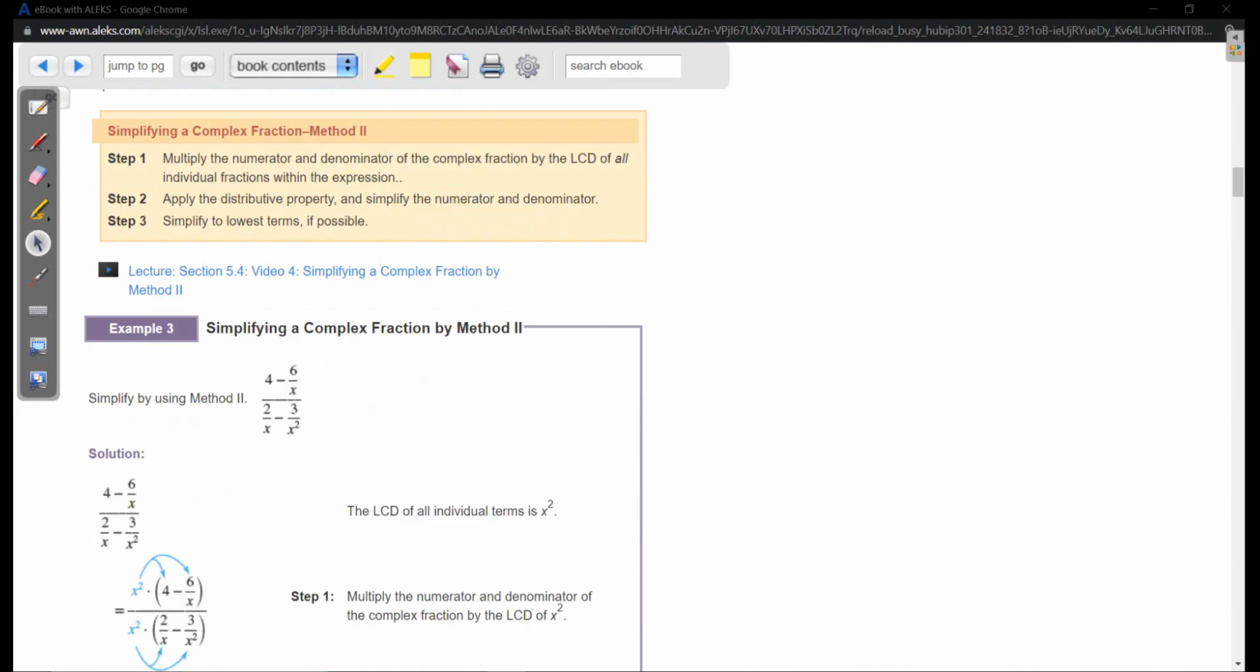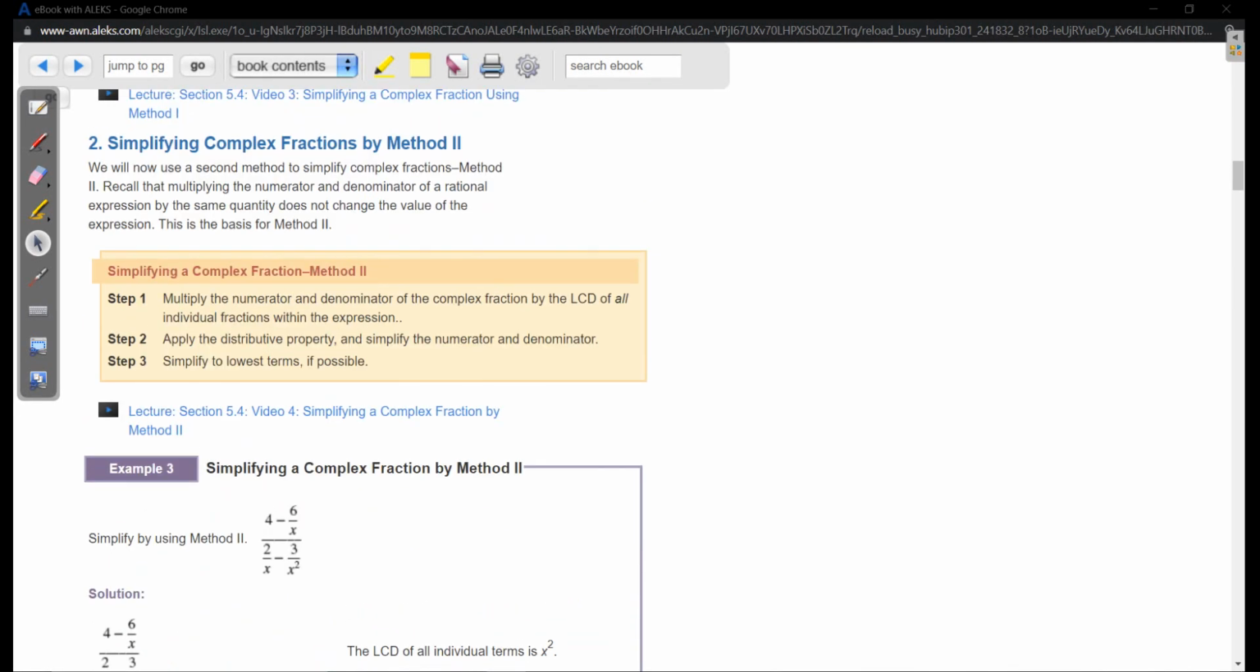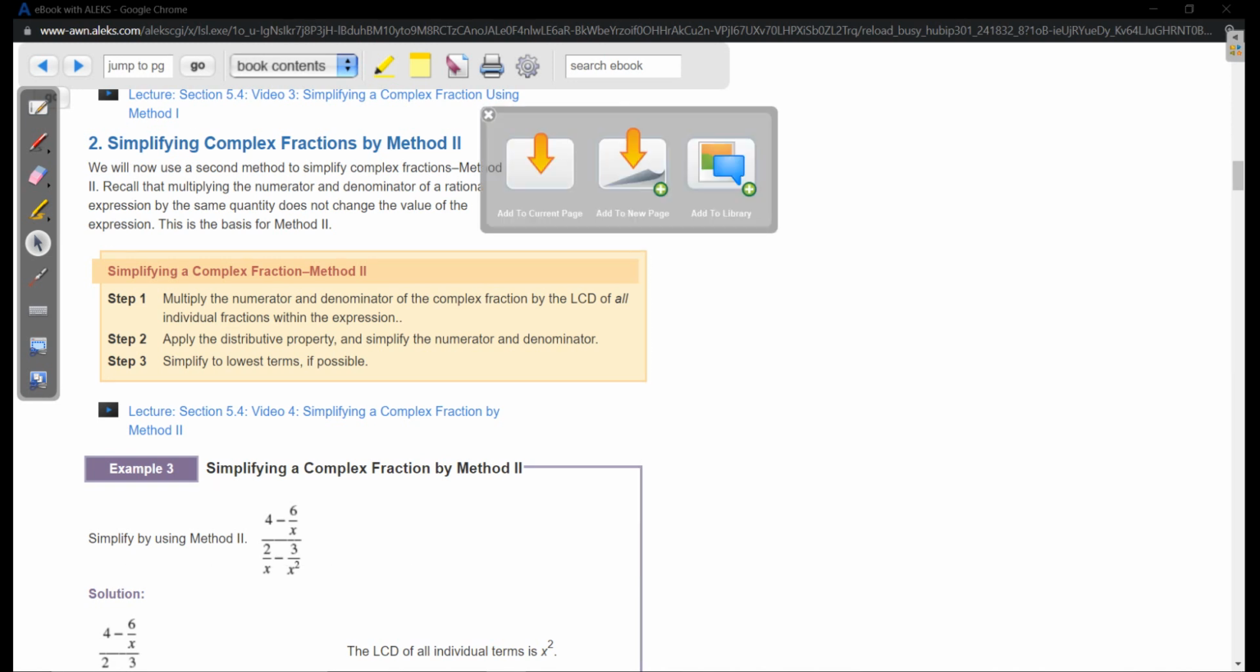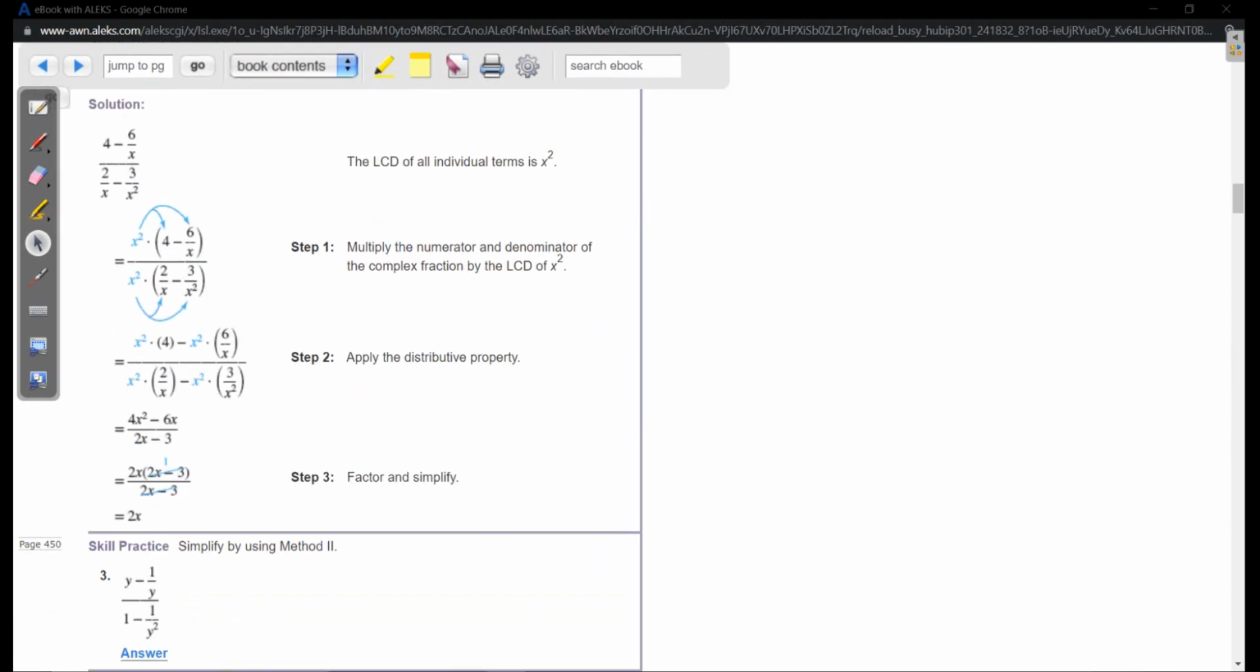All right, now we get to method 2, and like I said, your methods are really going to vary depending on what your problem is. In this particular problem, it's pretty easy to see what a common denominator of the entire problem is going to be.